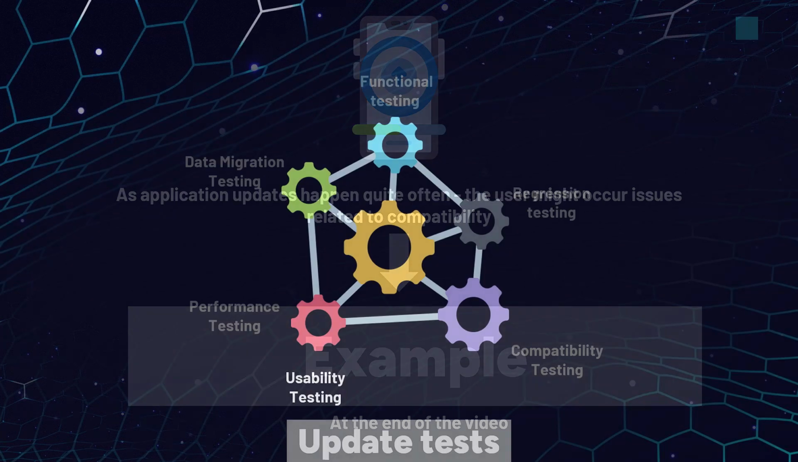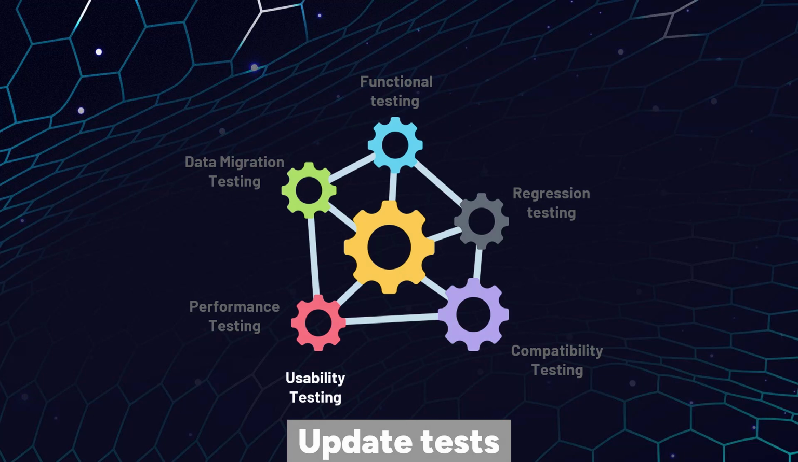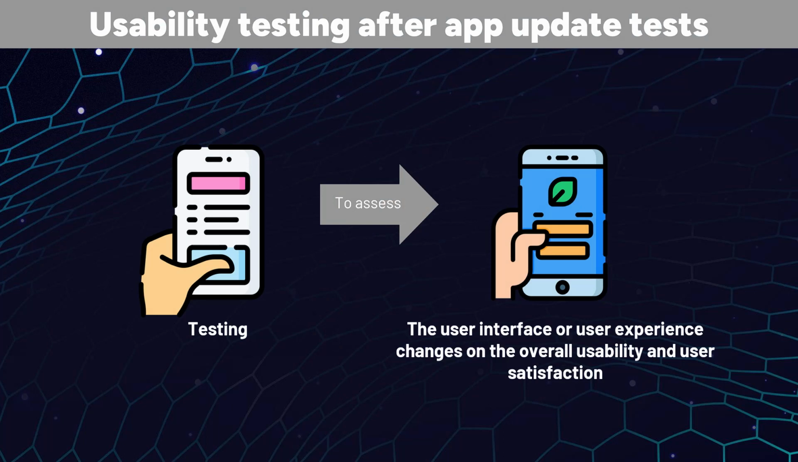The next key aspect that the tester should test during an update test is usability testing. If the update includes changes to the app's user interface or user experience, usability testing is performed to assess the impact of these changes on the overall usability and user satisfaction.